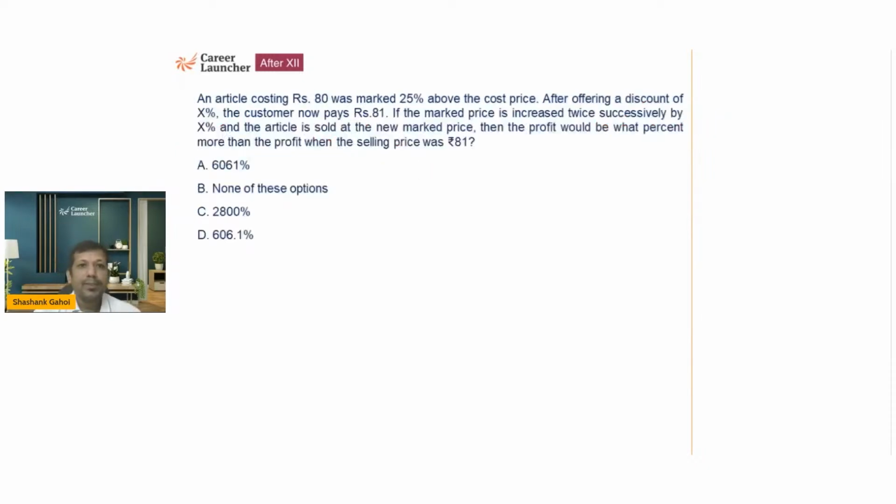Okay. Now let's start this question. An article costing 80 rupees was marked 25% above the cost price. The cost is 80. 25% is what? One fourth. So it is marked 20 rupees above the cost price. So initial cost was 80. Now it has become 100.